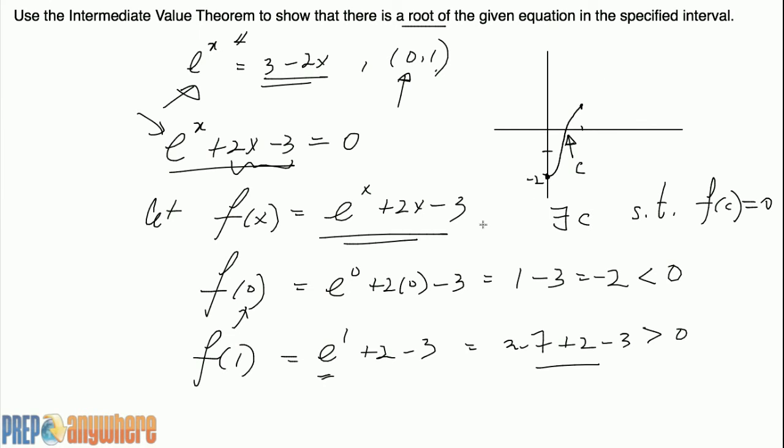So you say basically, therefore, by intermediate value theorem, okay, this is what you will write on a test. There exists a C such that f of C is equal to 0, and the reason is because these two have the opposite sign. This is negative and this is positive.